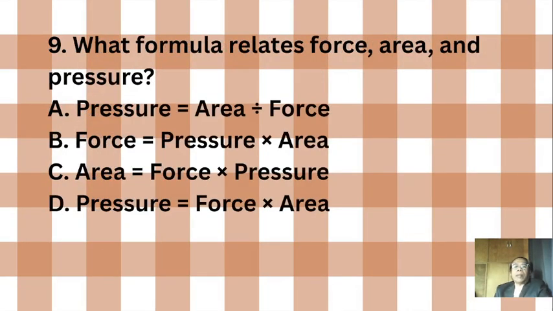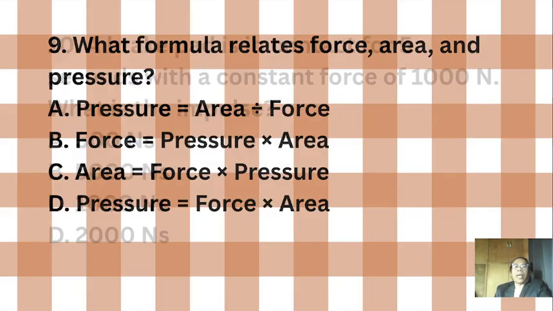Number 9. What formula relates force, area, and pressure? Letter A, pressure equals area divided by force. Letter B, force equals pressure times area. Letter C, area equals force times pressure. Letter D, pressure equals force times area.